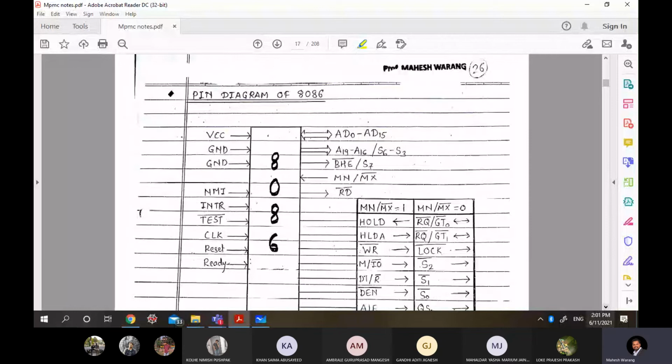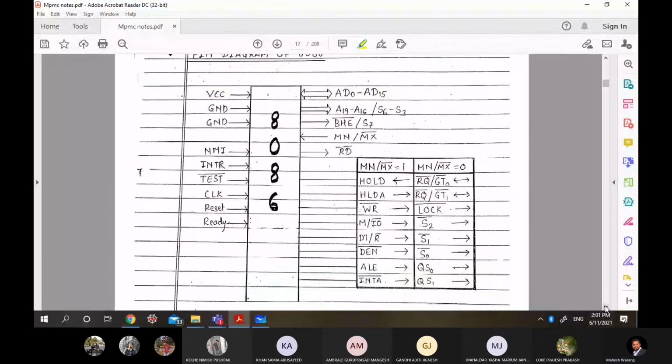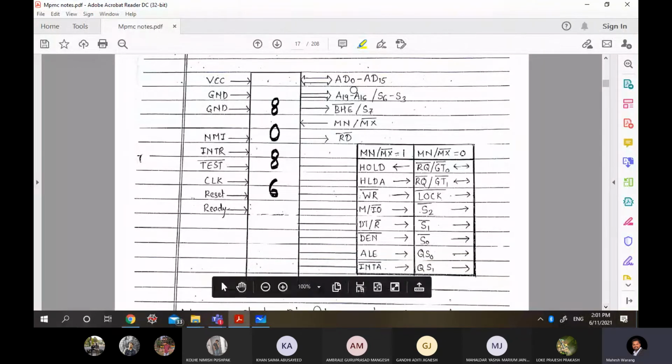Now what is the problem actually? Whenever I connect this MN/MX bar to ground, what will happen? Now this pin will come in picture. HOLD, HLDA, WR bar, M/IO bar, these will not come. Now these are the pins that will come in picture: request, then lock, then S2, S1, S0, QS1 and QS0.